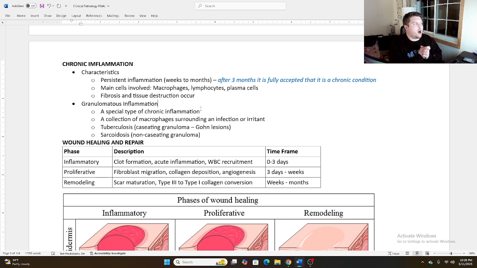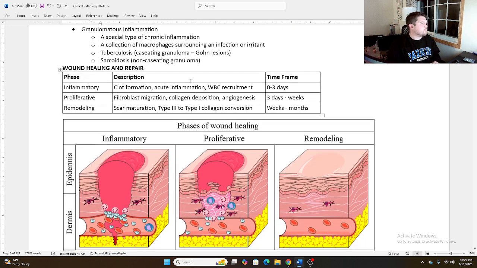The two most common places that we see that are with tuberculosis, which causes a caseating granuloma. That's the caseous necrosis, the cheese-like necrosis. We call those Ghon lesions. Sarcoidosis is another common one. We call those non-caseating granulomas. Those are the two big ones; if they're going to ask you a question about granulomatous inflammation, those are the two specific ones they're going to ask about.